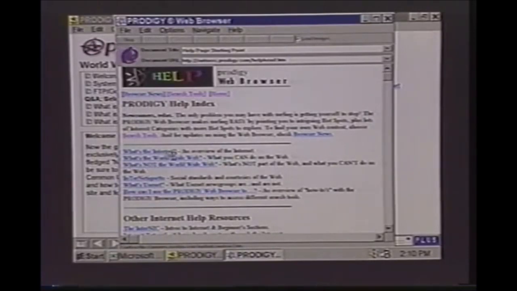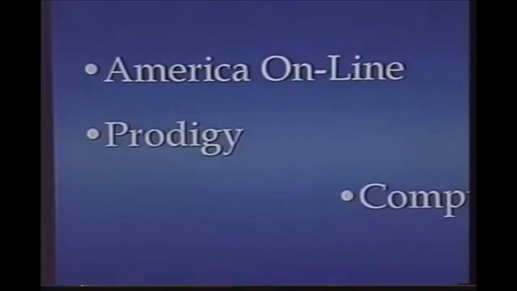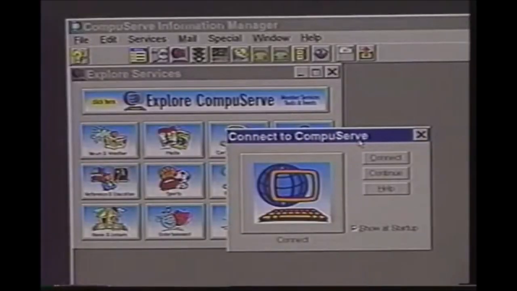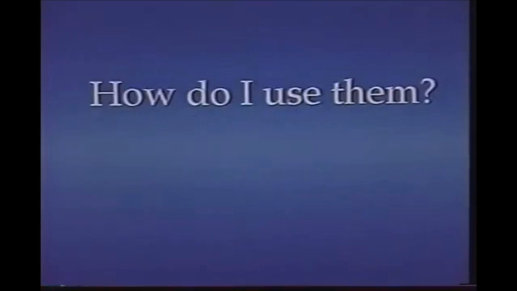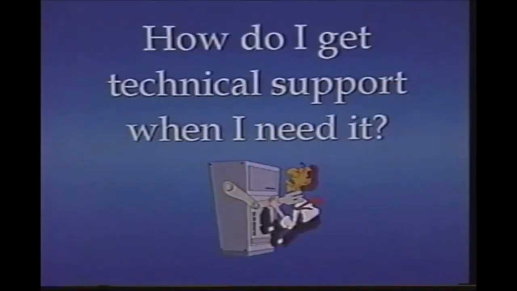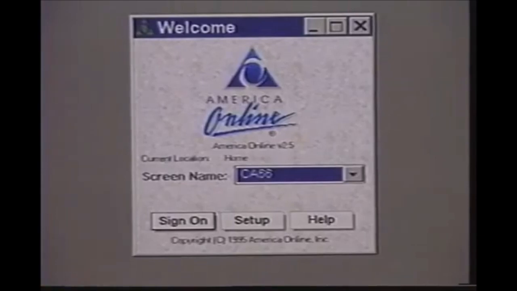Our presentation is going to be divided up into 3 sections, each demonstrating the most popular online services and their internet capabilities. America Online, Prodigy, CompuServe. In addition, we will answer the following questions as they relate to the use of these services. What are the internet features of each of these services? How do I use them? How do I get technical support when I need it? How much do these services cost? At the end of this half hour, you will be prepared to begin your exciting online journey.